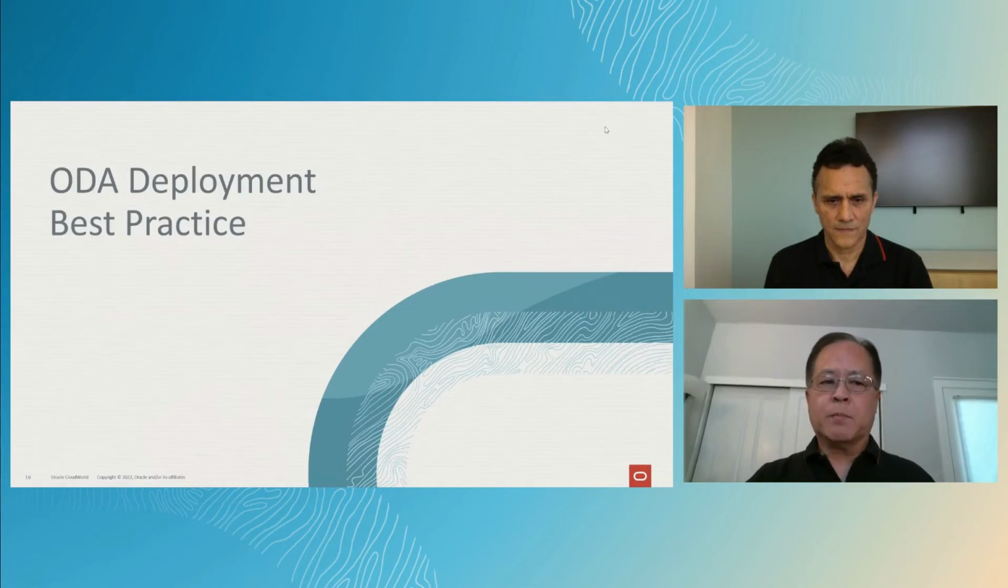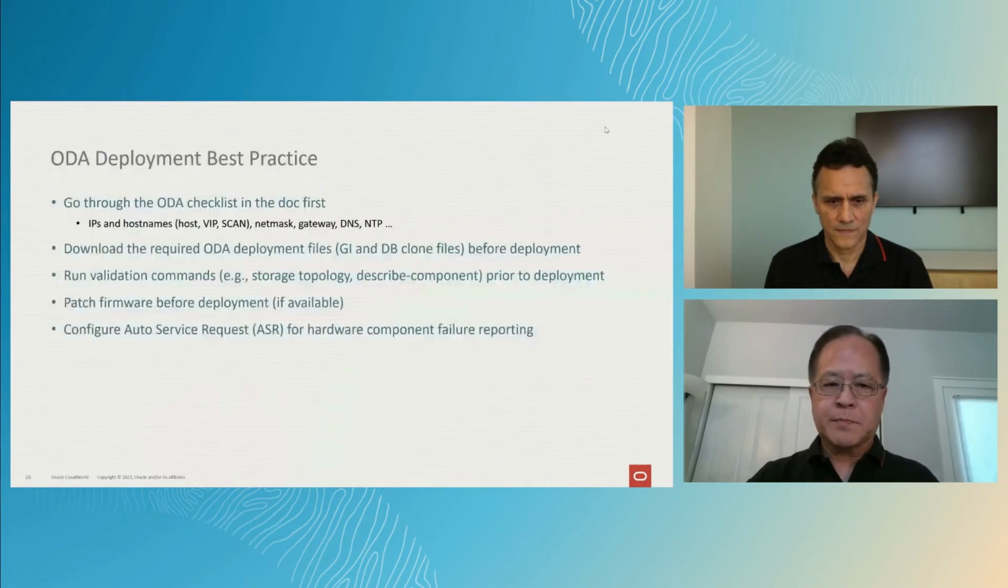So let's move on to the ODA deployment best practice. ODA deployment best practice is really about how to set up ODA very quickly with a minimum number of issues. These are our recommendations. We want you to go through the ODA checklists in the documentation first and collect all the information you need before deployment. Then we want you to download all the ODA required files for deployment. Typically these are the grid infrastructure, or GI, and database clone files, which are just binaries, but it's nice to have them available before you start a deployment.